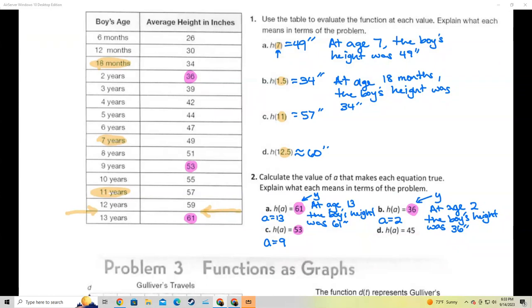And for the last one, again, this is my y value. Y value of 45, I really don't have one, so it's going to be somewhere between 44 and 47, which means my answer is going to be somewhere between 5 and 6. I can call it around 5.5. Right now we're just kind of guesstimating. So I'm going to say a would be approximately 5.5. And the sentence would read, at age 5.5 years, the boy's height was approximately 45 inches. Okay, so that takes care of problem number 2 and how to interpret those problems.